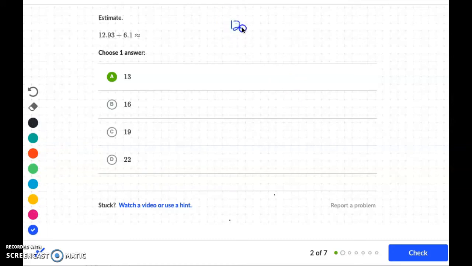So it's 12.93 plus 6.1. Notice that my decimals are lined up and that there's a space under the 3. So if it helps, you can always fill in the space with a 0 so it doesn't confuse you. So 3 plus 0 is 3. 9 plus 1 is 10.